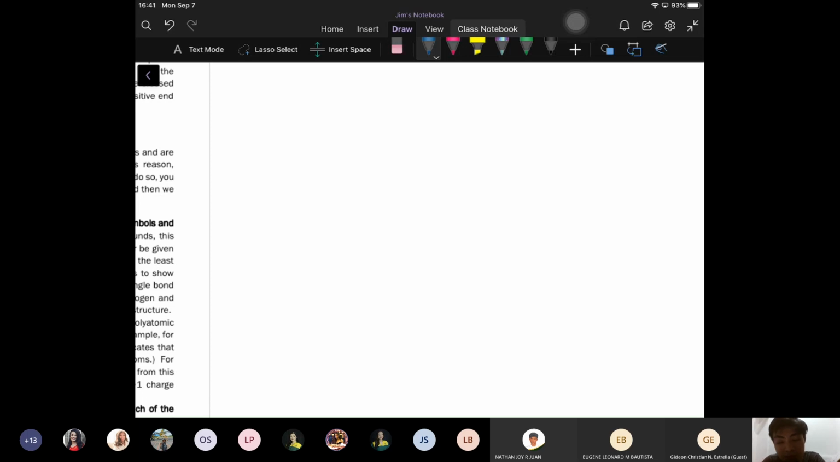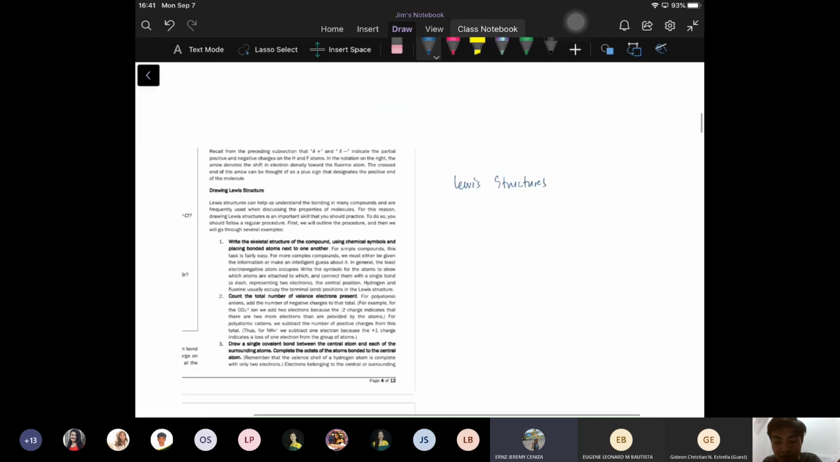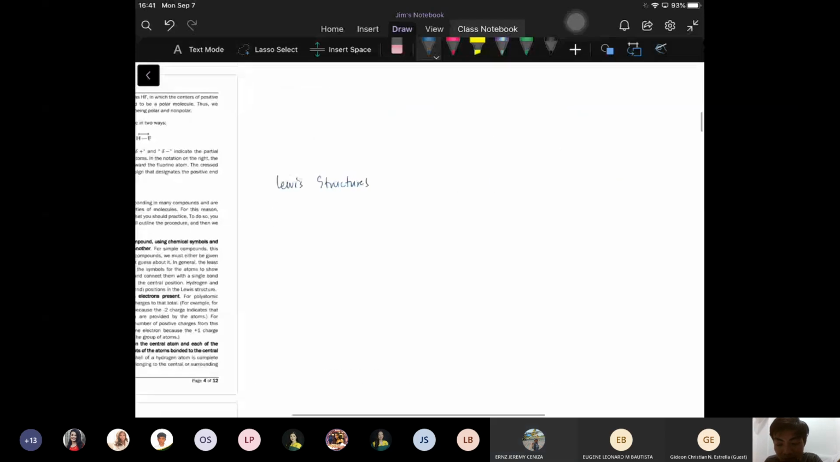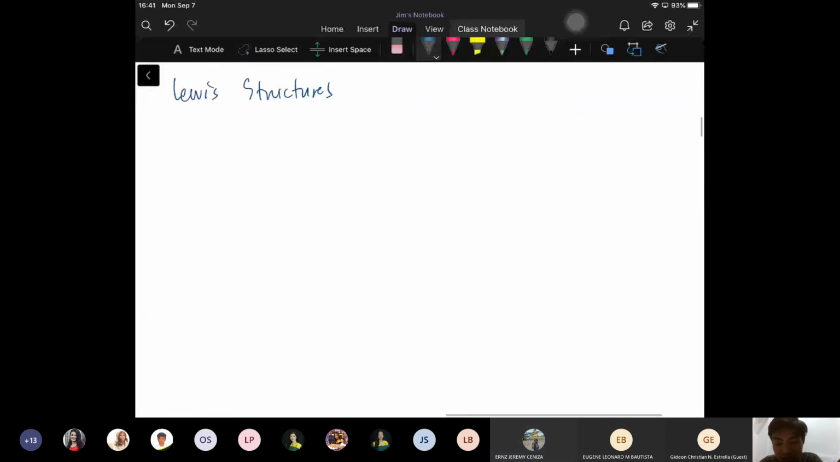Because in Lewis structures, there are two types of atoms, no? So hindi ako gagamit ng PowerPoint, no? So feel free to screenshot nyo. Or you can just download the PDFs na in-upload ko sa discussion sa Canvas na.